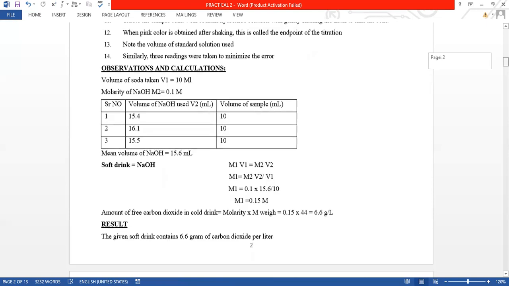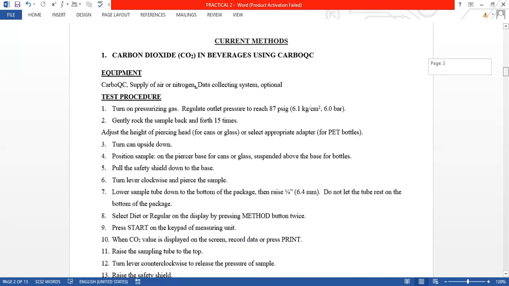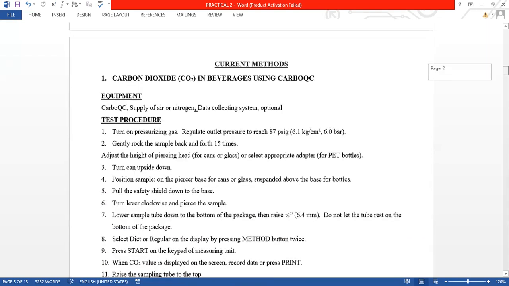These are the observations. We took 3 readings of the volume of NaOH and the volume of the sample. Then we calculated it, and the result is 6.6 grams of carbon dioxide per liter of the cold drink. Now I'm heading towards the current method.